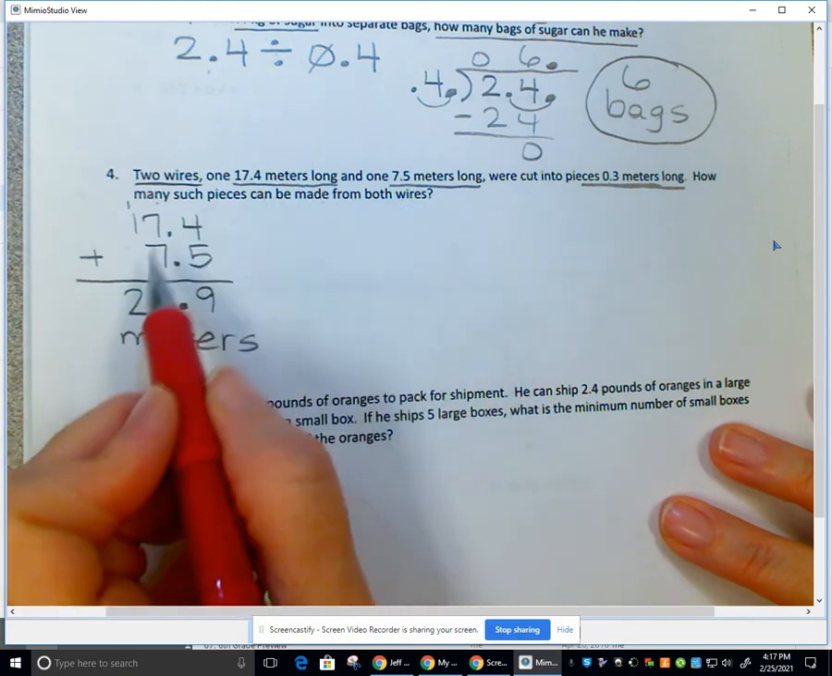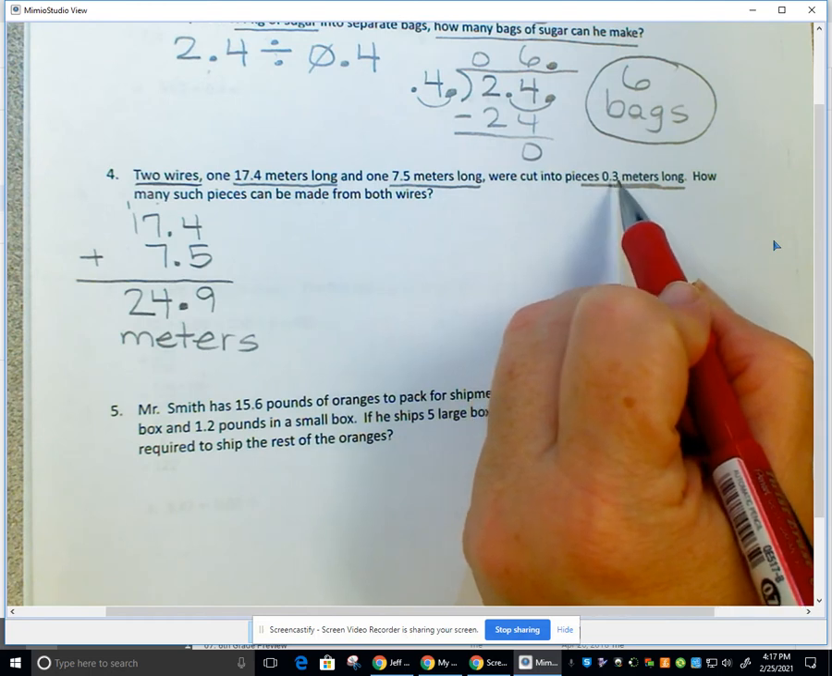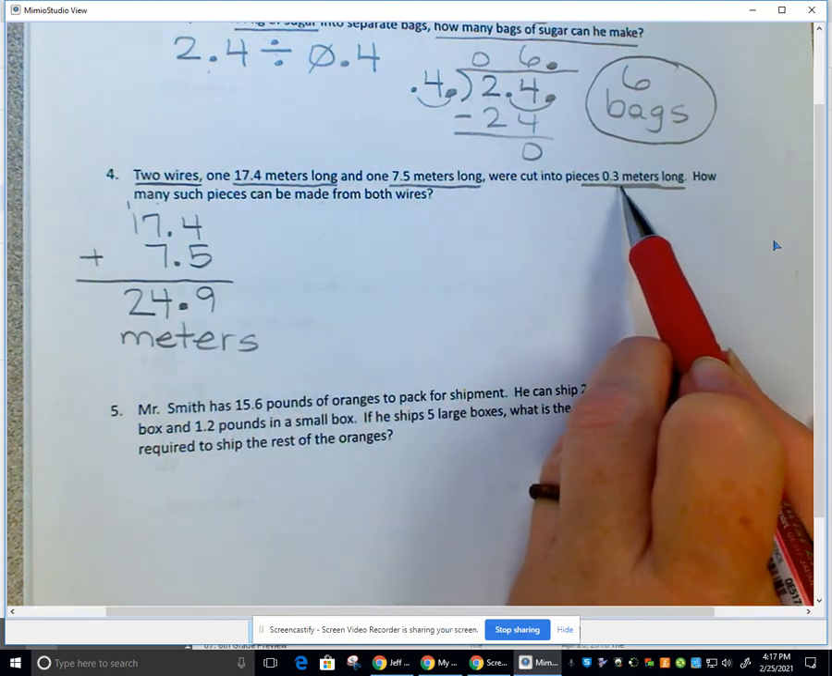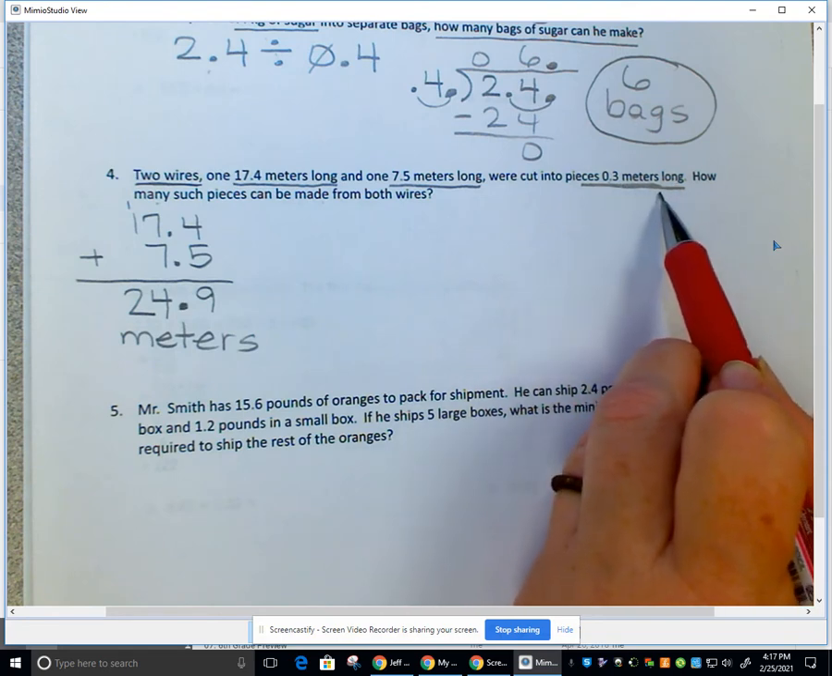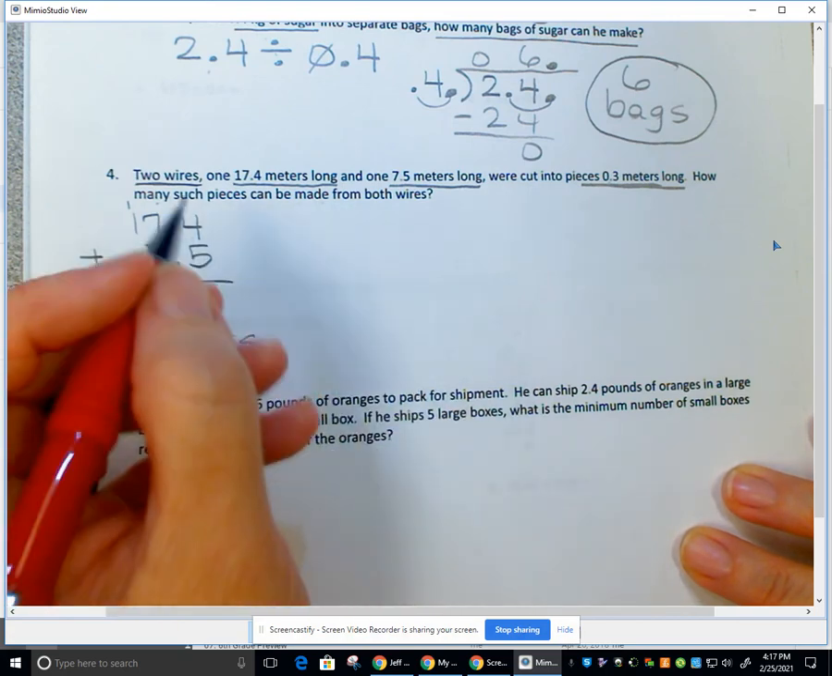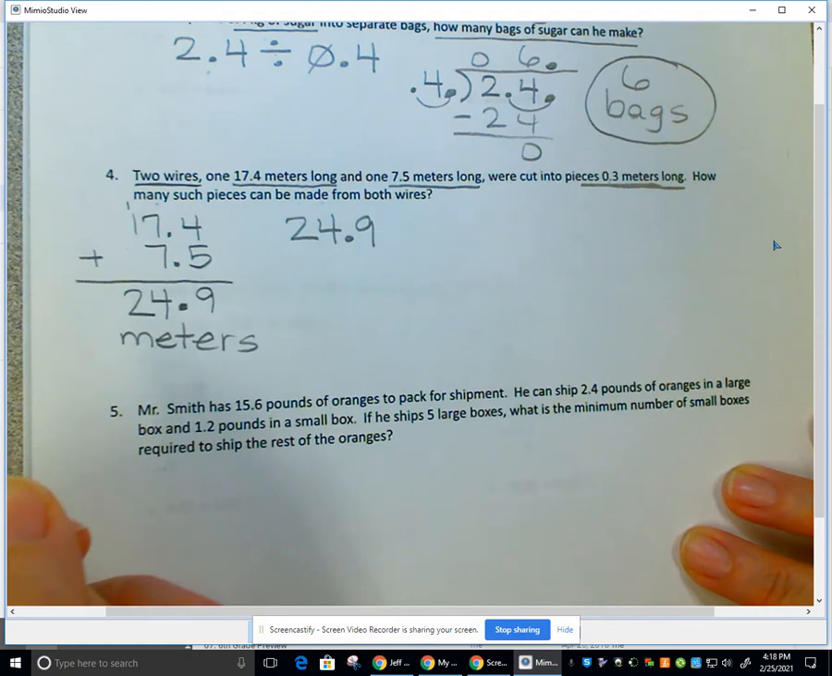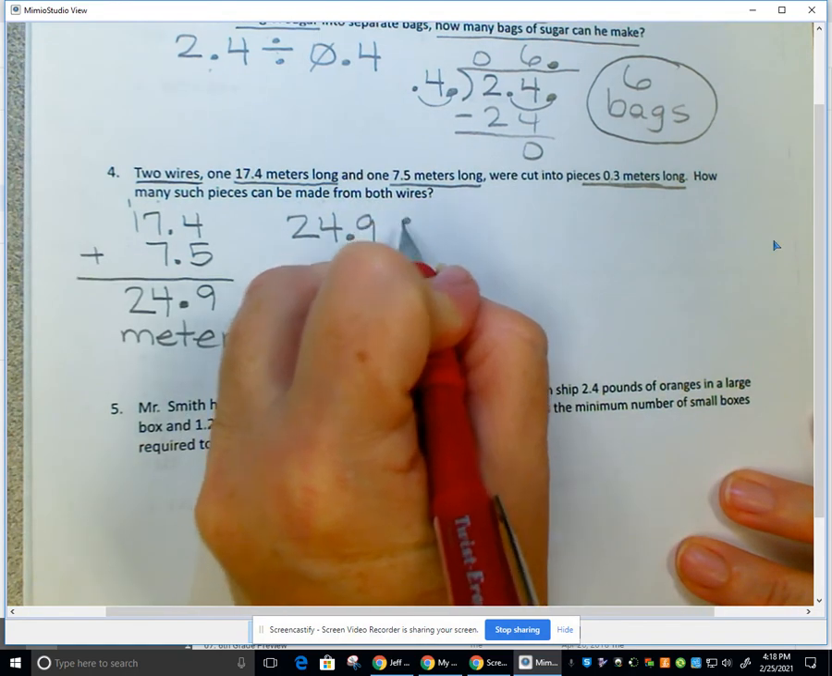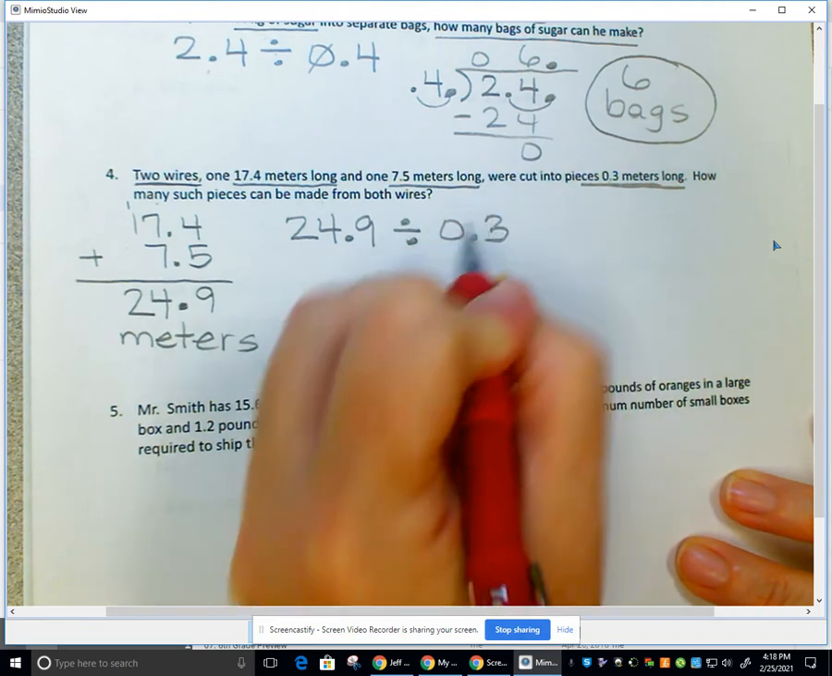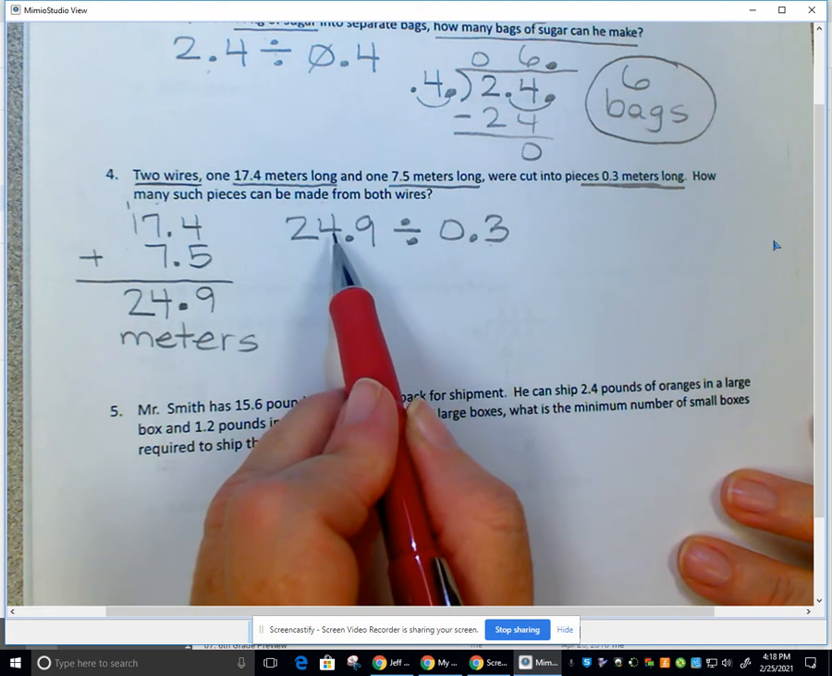Now, what do they want to do with these wires? Now that I've got it together, they want me to cut it into 3/10. They want me to share it into groups that are 3/10 meters long. And then they want to know how many pieces, how many groups will I be able to make? So I'm going to take 24 9/10, and I'm going to divide it by 3/10. See how many 3/10 I can get out of this, and that'll tell me how many wires I'll have.